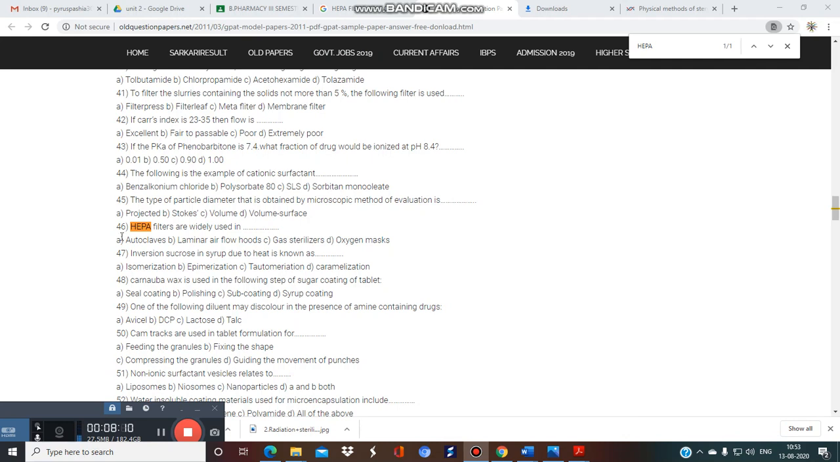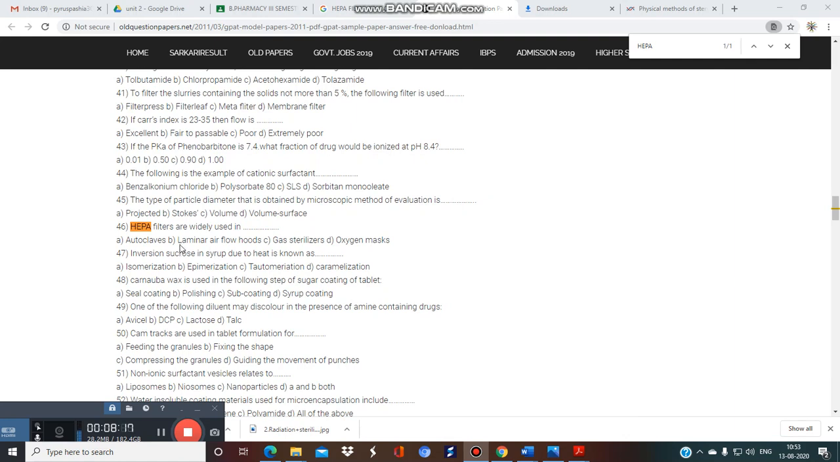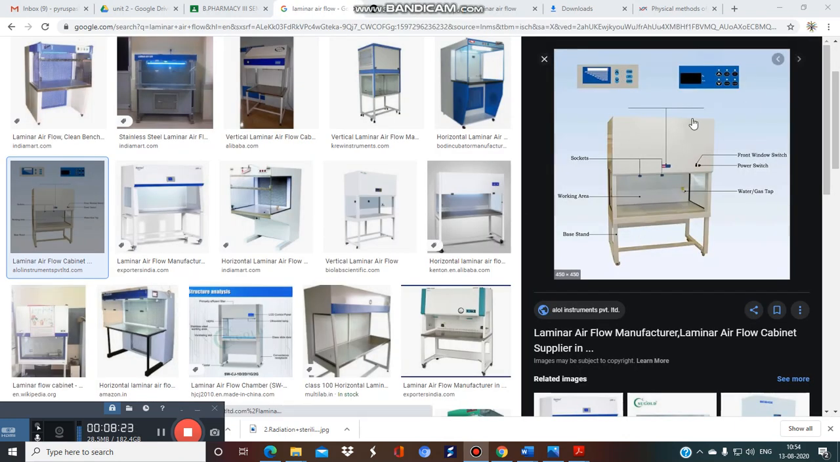So let's see the answer, question number 46. Answer mentioned is B. So the answer is laminar airflow. Let's see what this laminar airflow is. See the image, it looks like this. This is also available in our college, in your laboratory, in the biotech lab. Yes, we have a laminar airflow assembly.